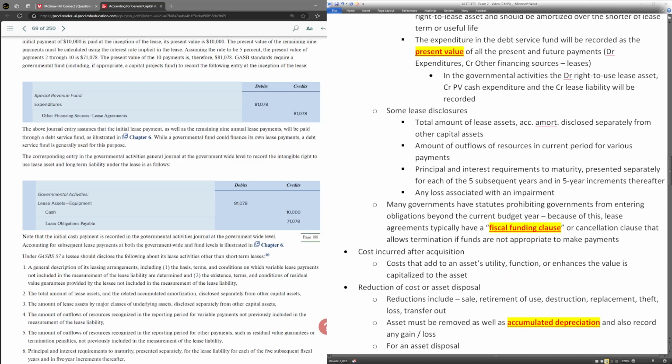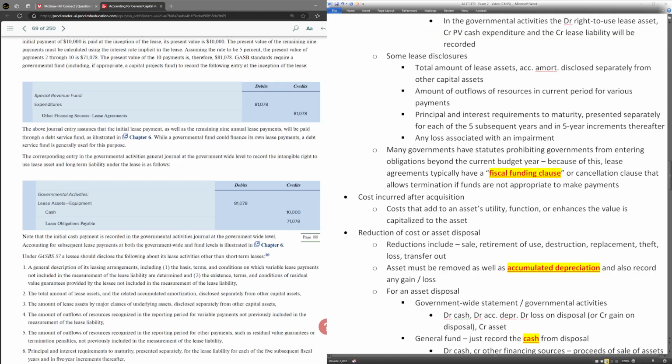Some lease disclosures: the total amount of the lease, including the accumulated amortization, the amount of outflows of resources incurred in the period, and the principal and interest required by maturity, presented separately for each of the 5 subsequent years. So these would be in the notes, in the disclosures. You'd say, over the next 5 years, what are the principal and interest payments? And then if it goes longer than that, you would say, okay, and here are subtotals for the next 5 years as groups going forward, and any loss associated with impairment.